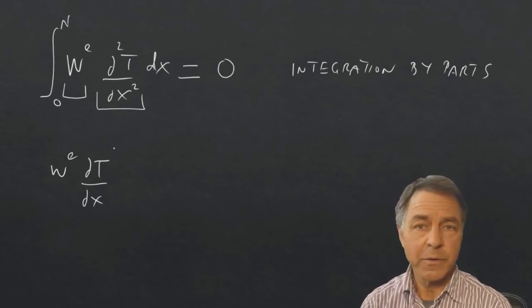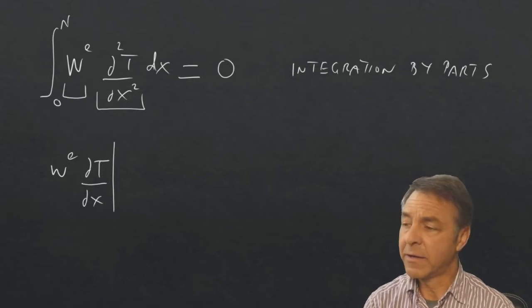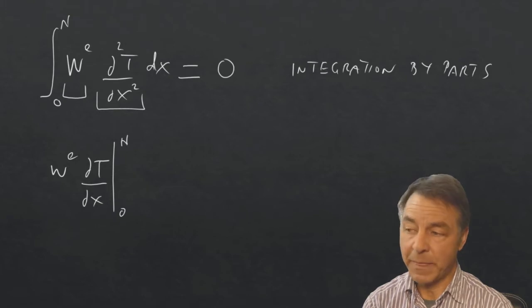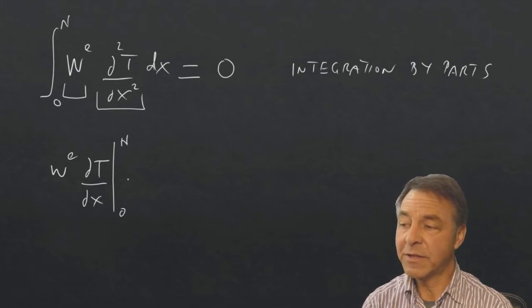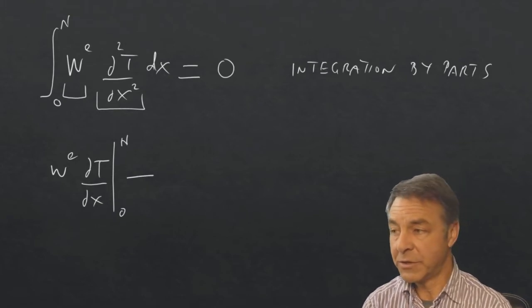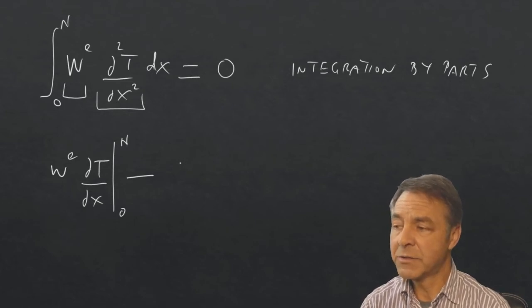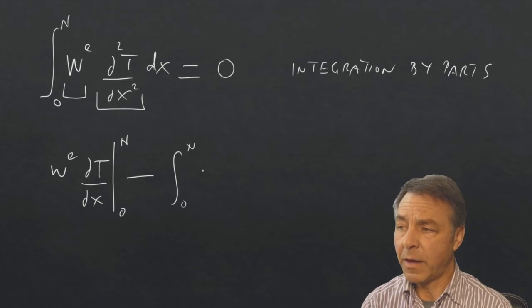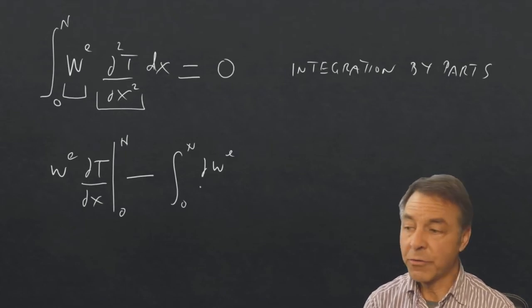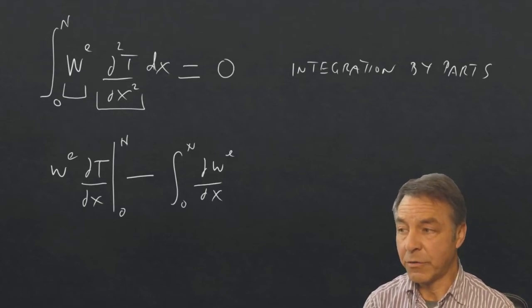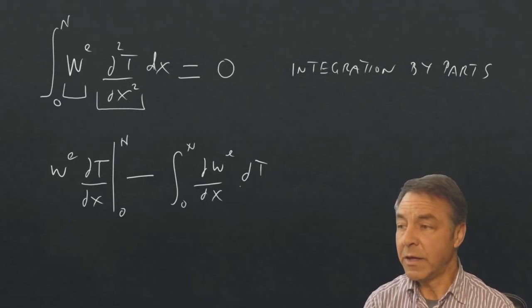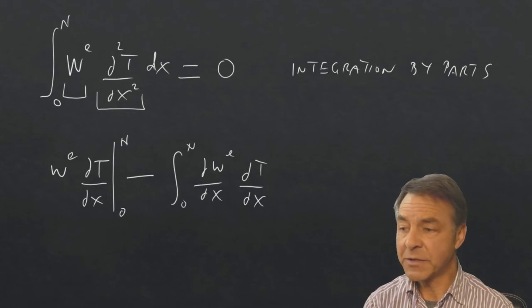And the well-known solution for that is in the form of w dT/dx evaluated at the boundaries of 0 and n in this case. So those are just discrete values at the boundaries, minus the integral of the derivative of w times the derivative of T, dT/dx.